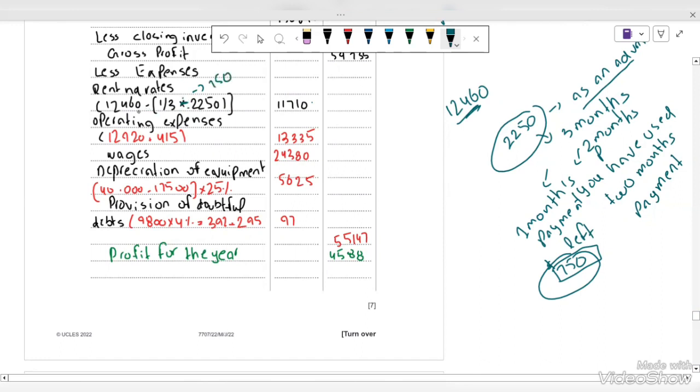And after that you will minus 750 from 12460. After that, this amount is purely your expense. It is not your current asset, because you just deducted this current asset from this amount. Okay. So after that you have operating expenses.